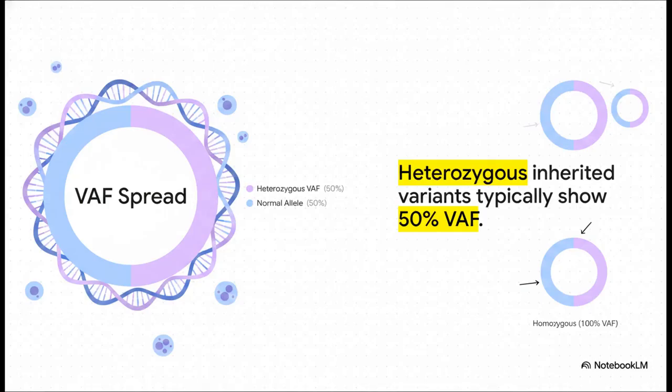So how does VAF actually apply to germline variants? Well, because germline variants are inherited and present in every cell, they have a very high confidence, mathematically clean VAF. For a heterozygous trait, meaning you inherit a mutation from just one parent, the VAF typically shows up right at 50%. If the trait is homozygous, inherited from both parents, the VAF hits exactly 100%. It is a clean, easy-to-spot signal.